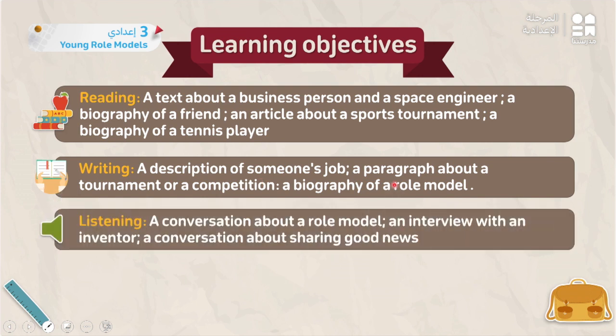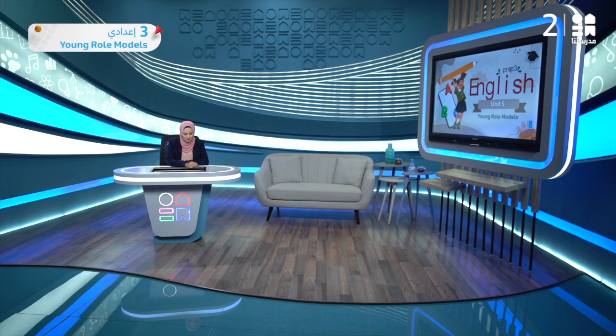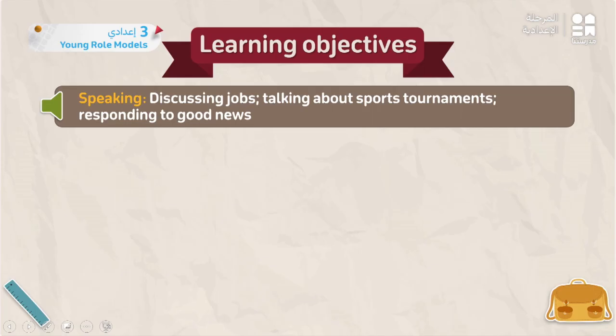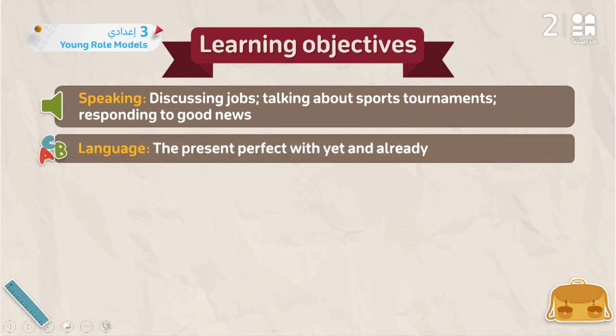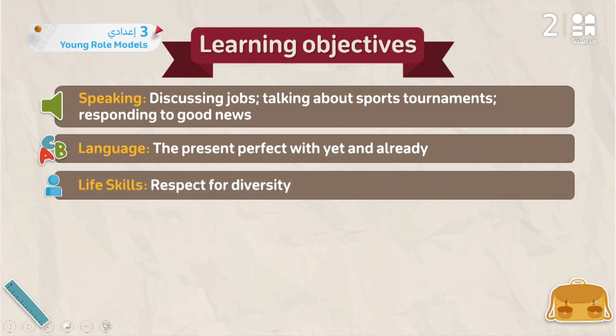For listening, you're going to listen to a conversation about a role model, an interview with an inventor, and a conversation about sharing good news. For speaking, you'll be able to discuss jobs and talk about sports tournaments and respond to good news. For grammar, you're going to learn how to differentiate between yet and already. Finally, as a life skill, you're going to learn how to respect diversity.